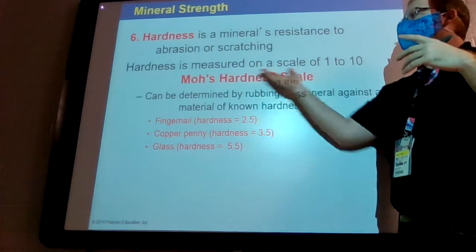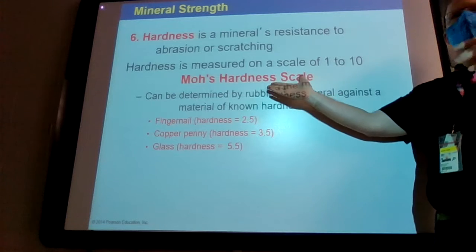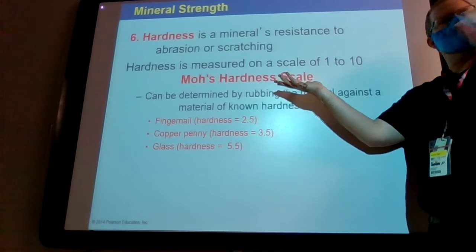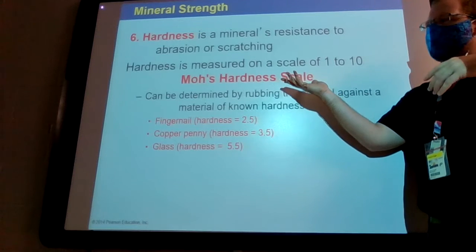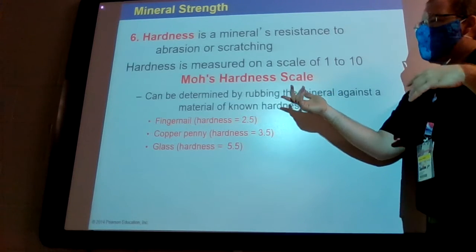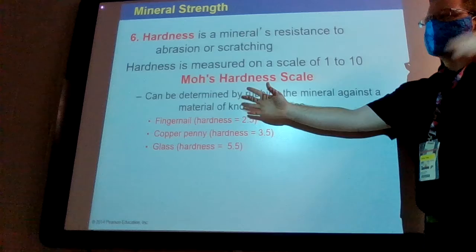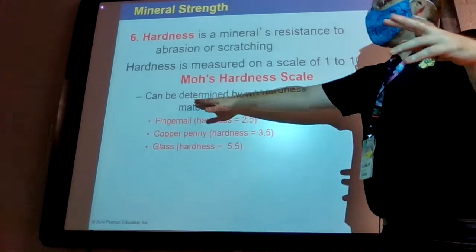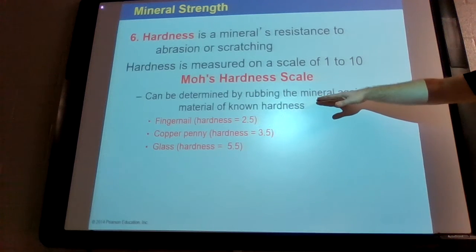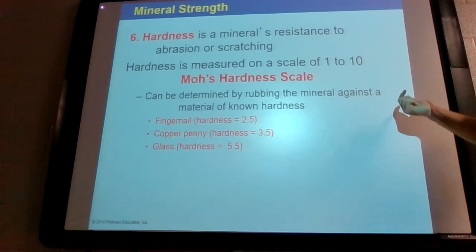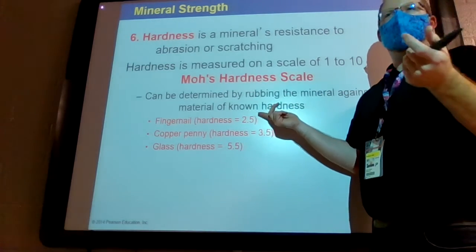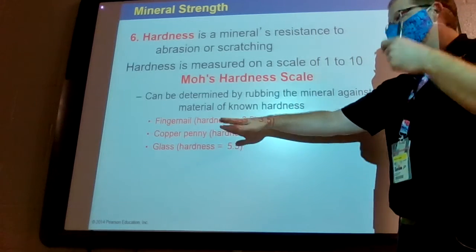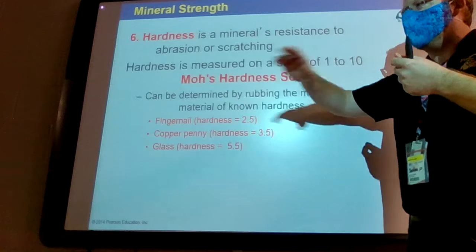So we measure hardness on a scale of 1 to 10 called the Mohs hardness scale. I would encourage you to think of Mohs from The Office, which is hilarious. But yeah, the Mohs hardness scale. And how we figure out what a mineral is on the hardness scale is by rubbing the mineral that you have against other minerals or materials that we know the hardness of. And they give a couple examples here. Your fingernails are a hardness of 2.5 on the Mohs scale.